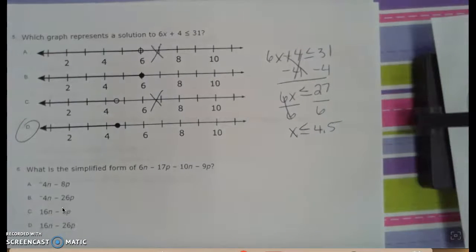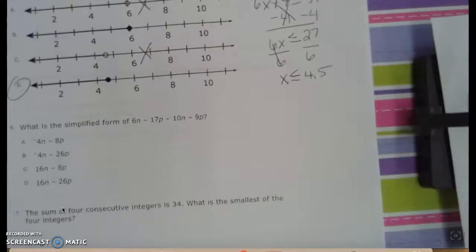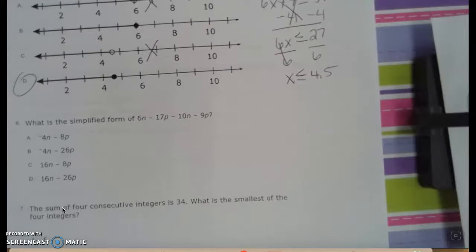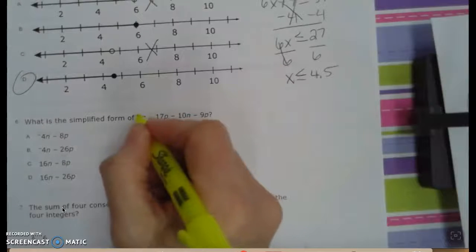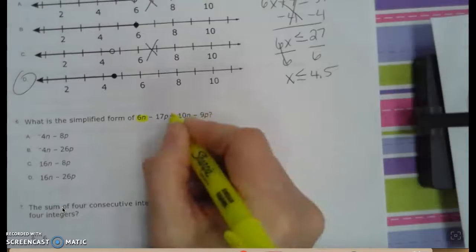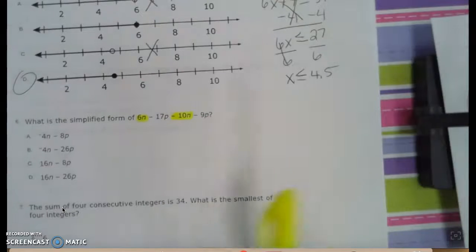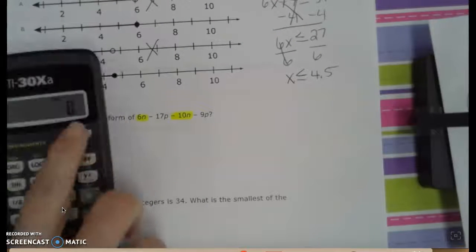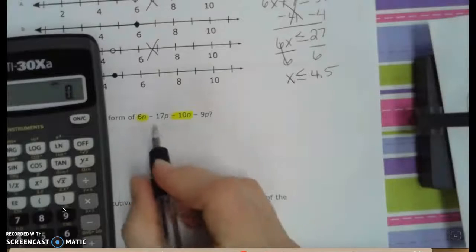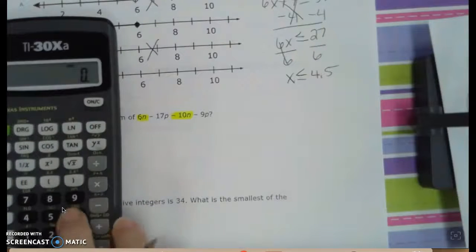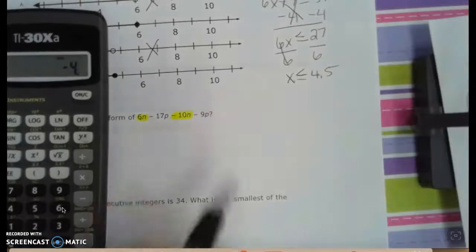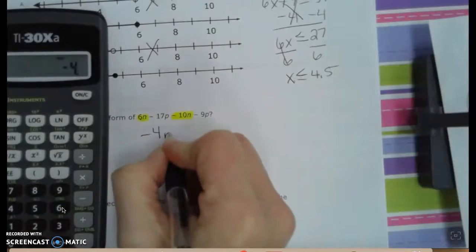Okay? Now, we've got another combining like terms. So when we look at these combining like terms, I look for all of my n's. So this is a positive n, and that is like a negative n. So if you want to do this on your calculator, if you punch it in like you see it, it's 6 and then minus 10. So 6 minus 10 is going to give us a negative 4n.